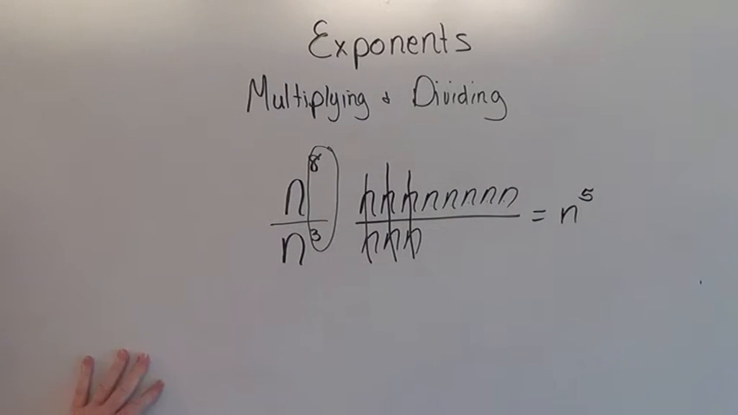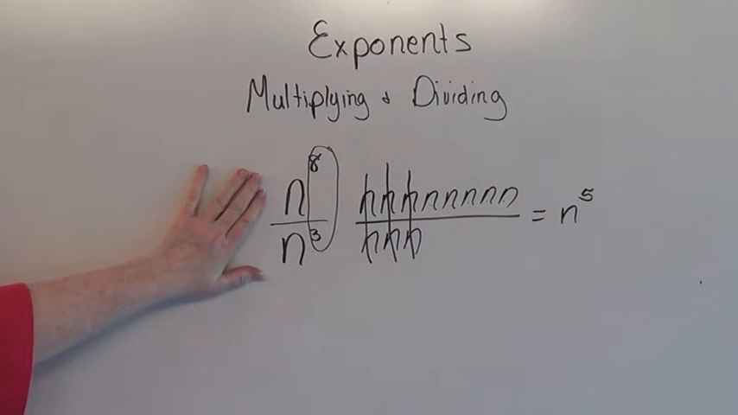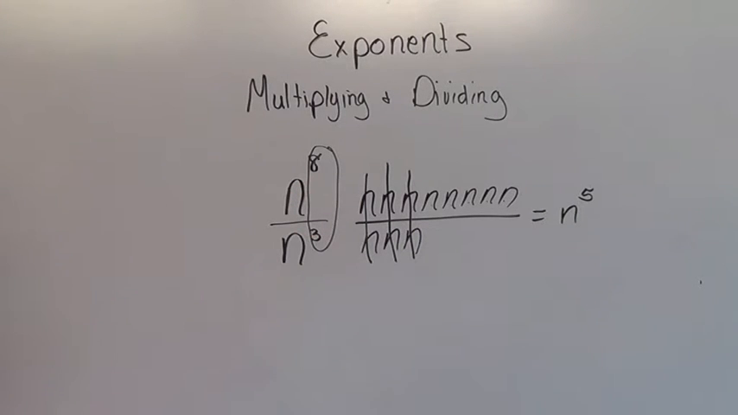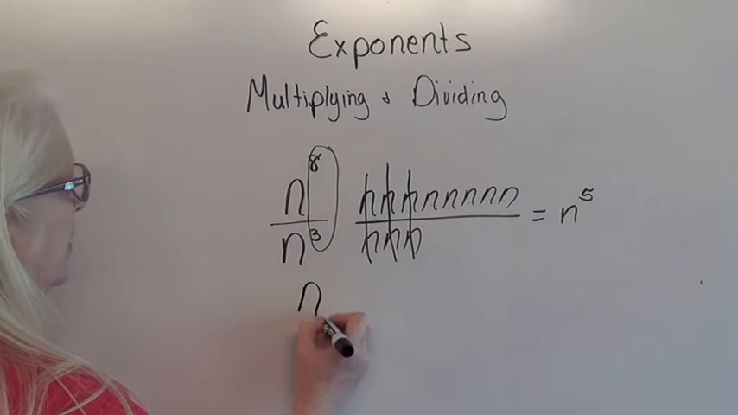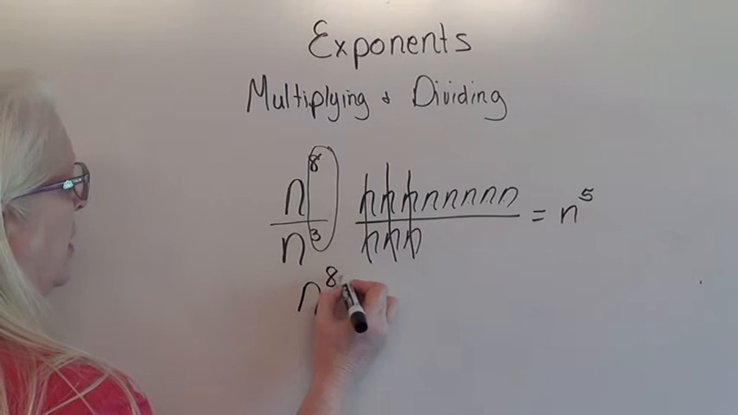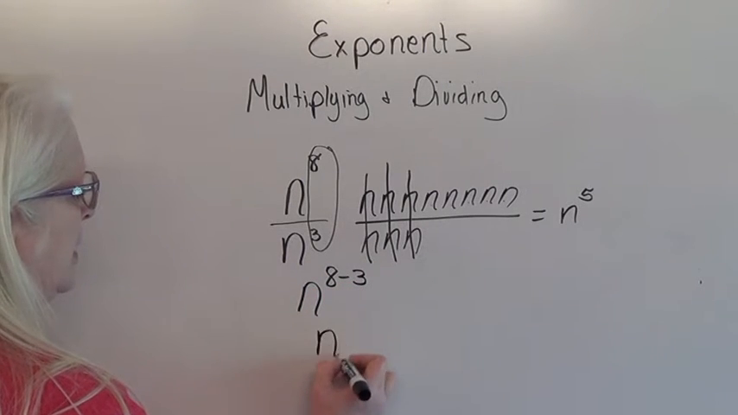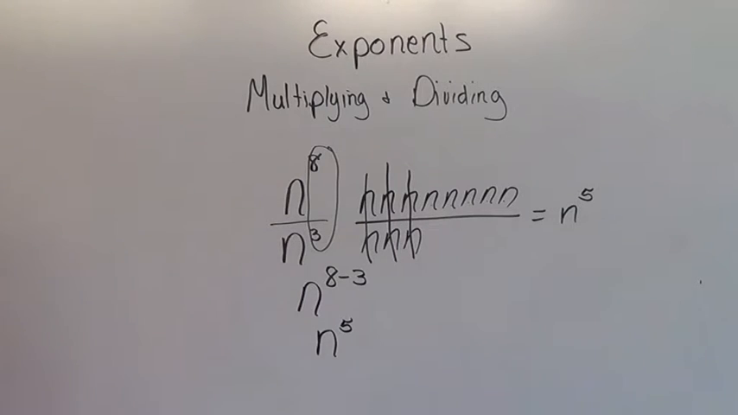And again, the rule is if you divide the same bases, all you have to do is subtract the exponents. So you can think about it like n to the 8 minus 3, which would be n to the fifth power. Let's take a look at another problem.